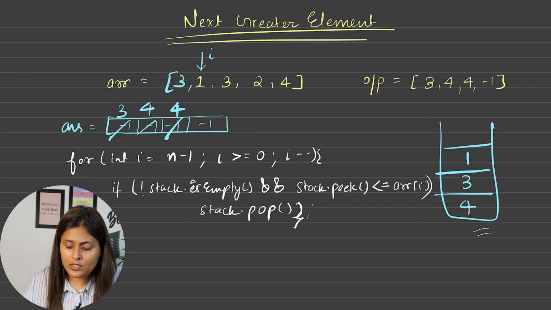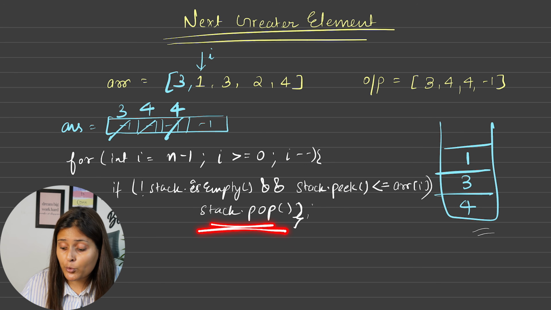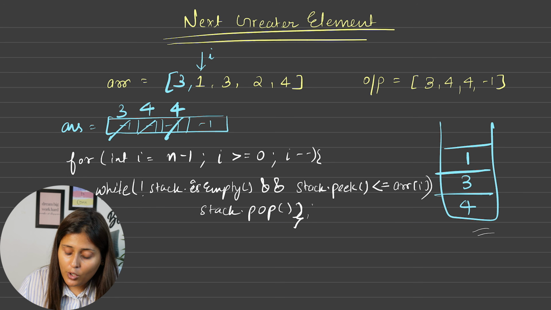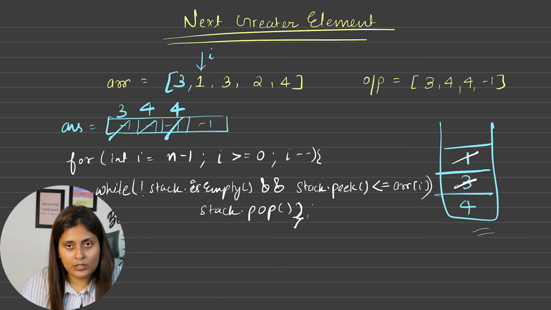But do we want to do this only one time, or do we want to keep doing this until the condition is satisfied? Of course, so instead of if, we will use a while loop here. Okay, so for this 3, suppose this 1 has been popped out and 3 has been popped out. Now the next time this condition fails because this 4 is greater, so this while loop will stop.